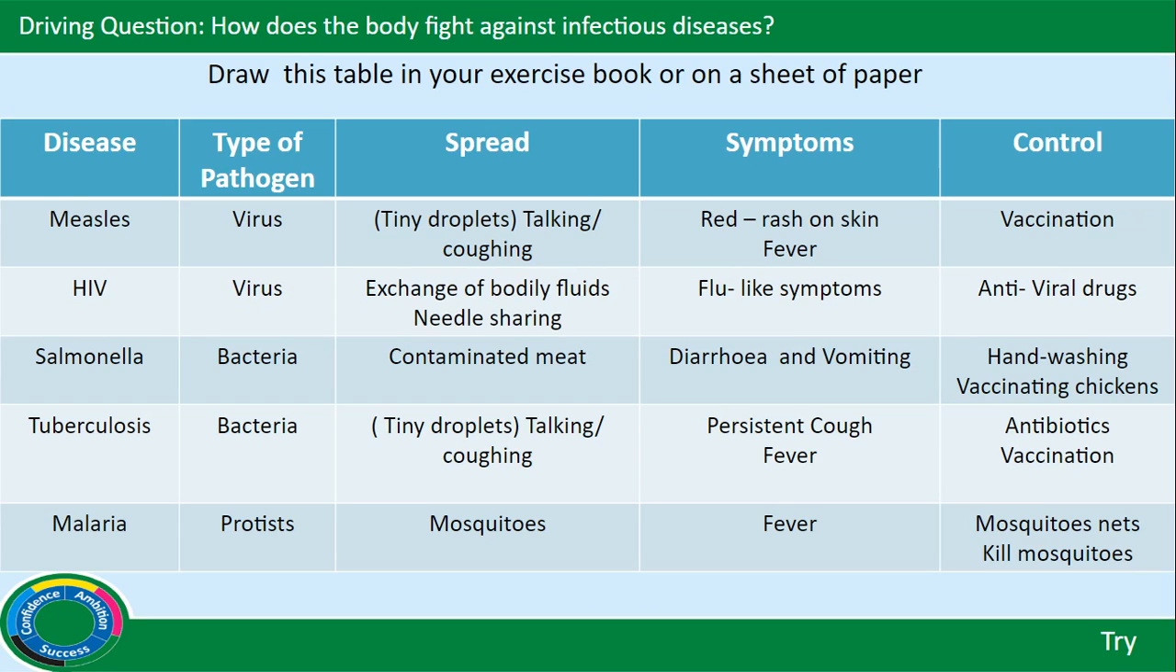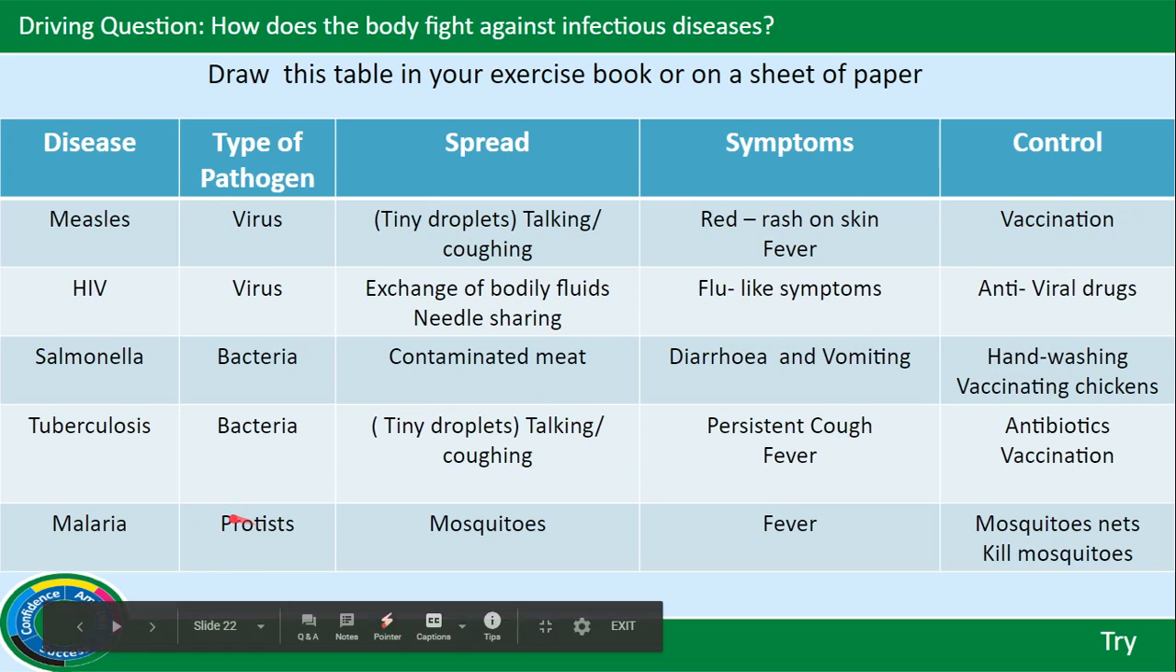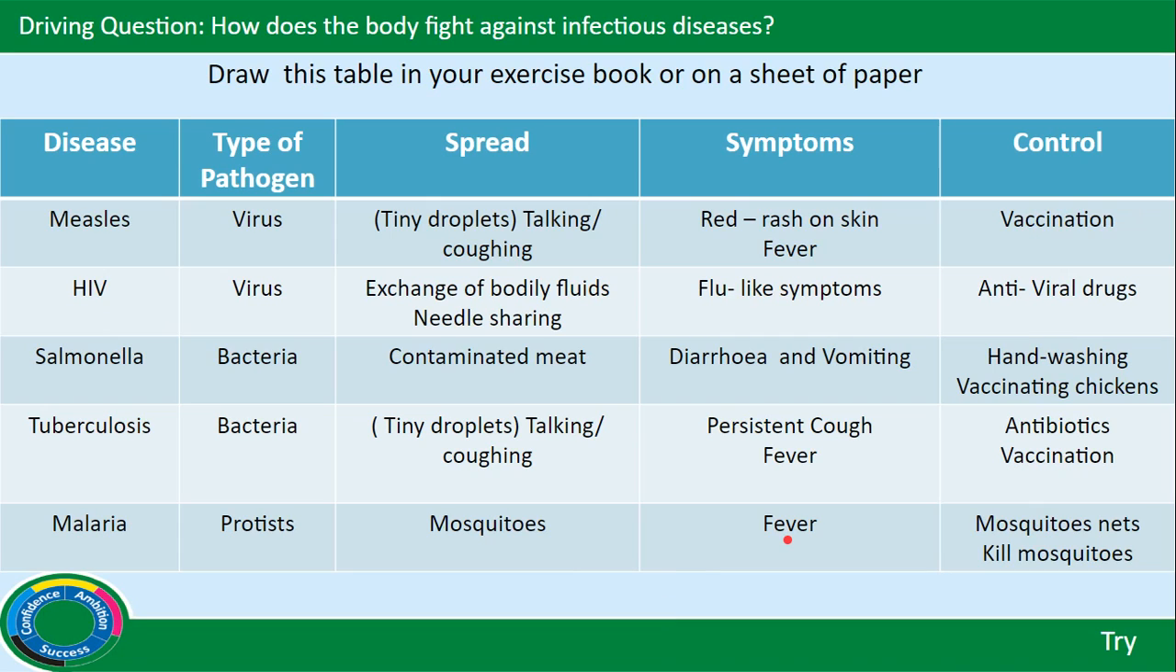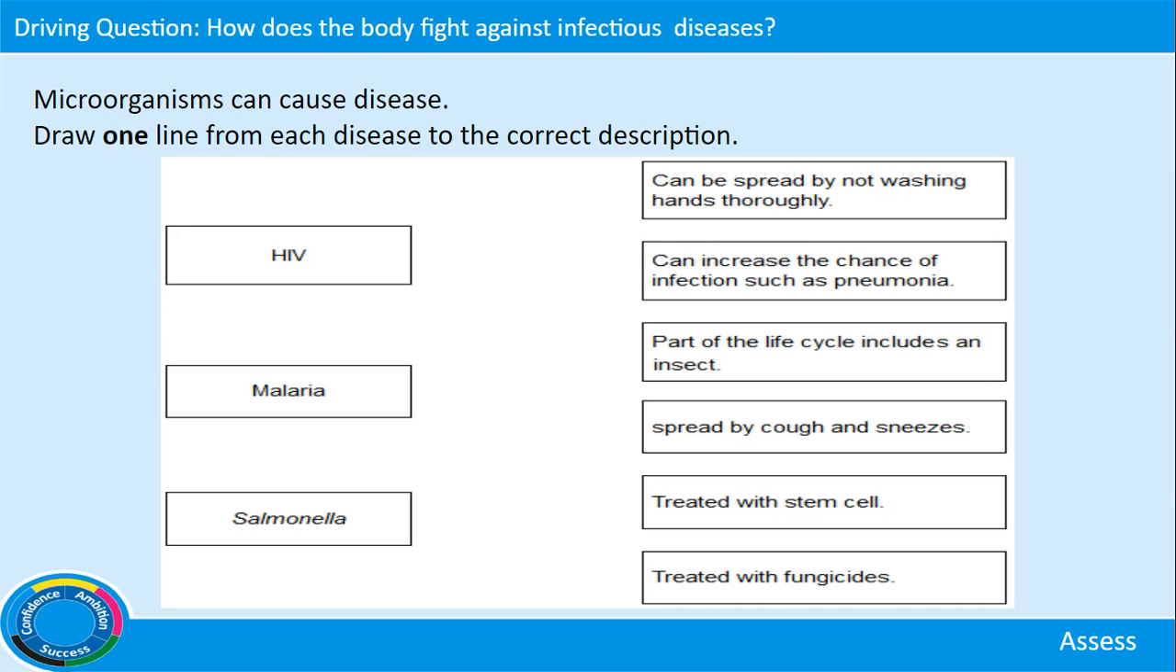So again, you can make sure that you check your answers, that you have the disease being malaria, the type of pathogen being the protist. It's spread by mosquitoes, in particular female mosquitoes. The symptoms are fever or high temperature, and we can control malaria by having mosquito nets or killing them with insecticides or manually. With that being said, I'm going to ask you to match each disease to the correct description. Okay? I'm going to ask you to pause the video to do this.